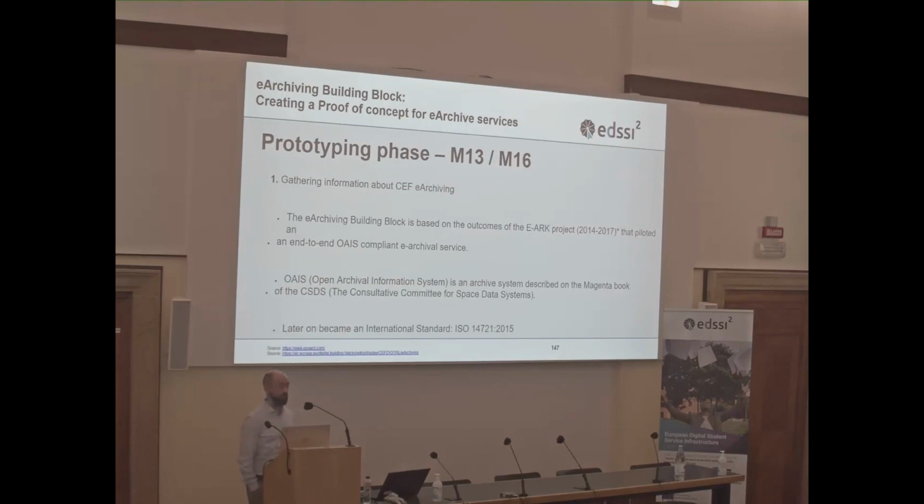So the first phase was from month 13 to month 16. We started gathering information. We found out that the eArchiving building block is based on the outcomes of the E-ARK project that lasted from 2014 to 2017, and that piloted an end-to-end OAIS compliant eArchival service. We will see what an OAIS compliant eArchival service is. The Open Archival Information System is an archive system described in the Magenta Book of the CCSDS, the Consultative Committee for Space Data Systems, and eventually it became an international standard. That international standard is the one that the CEF eArchiving building block is using for the project.